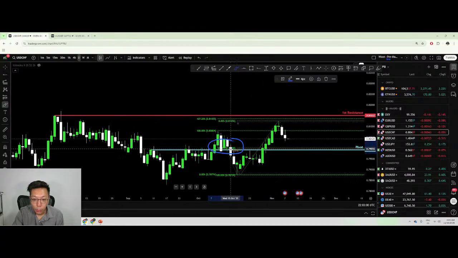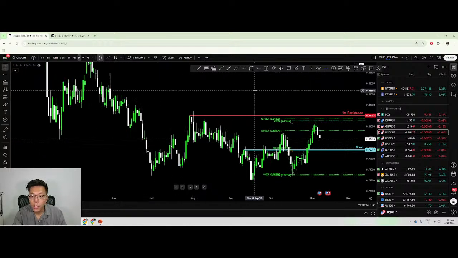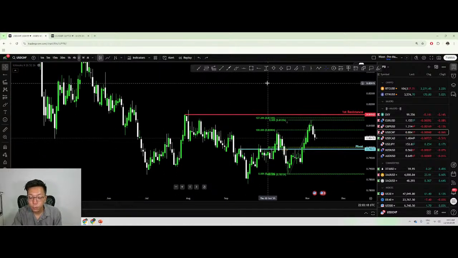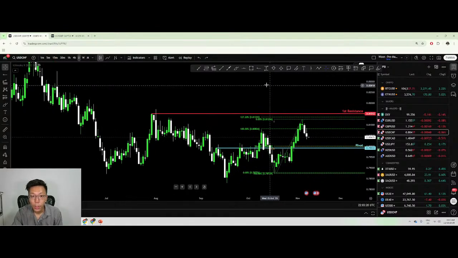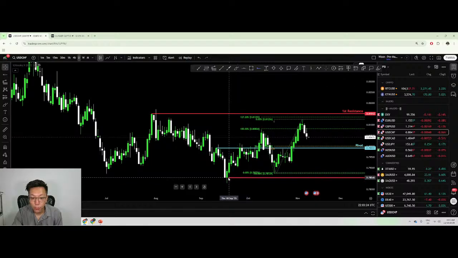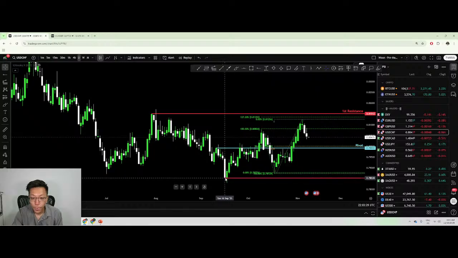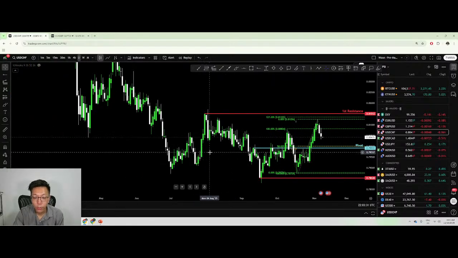This golden color right here is the 61.8% Fibo projection level, which aligns with the 50% Fibo retracement level. So this gives us Fibo confluence at this area. And as for our support, we can place it right here just in case, which is a swing low support level.